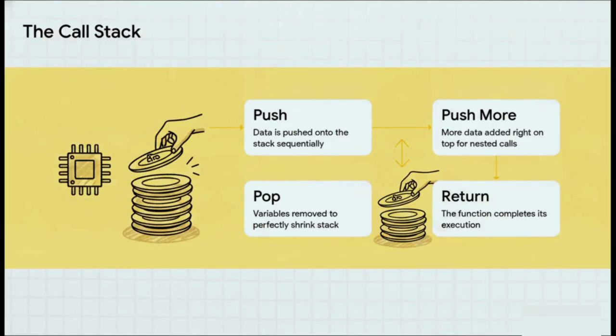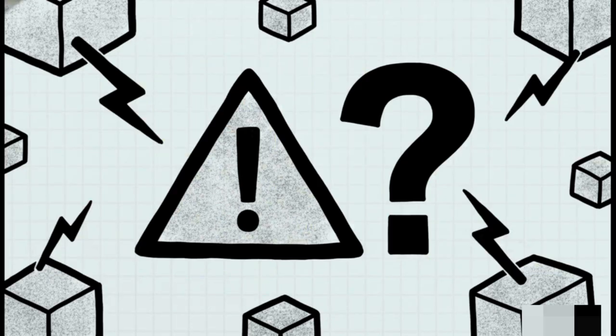Let's actually look at the stack's deterministic beauty in action. When a function call happens, boom, the microcontroller pushes its current place in the code, along with local variables, right onto the stack. Nested function calls, they just push more data right on top, building upwards sequentially. And upon return, it simply pops those variables back off, shrinking down perfectly. It's incredibly tidy. Which brings us to a massive question for embedded developers.